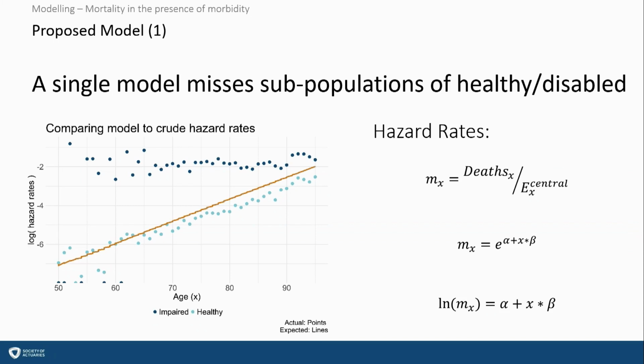Just the form of the model: we're saying that the log of the crude mortality rates is a linear function in age, with an offset and a gradient for age. We fitted a single model here to the total population, so whether you're healthy or impaired, a single line. That orange line would pass quite nicely through the middle of the orange cloud, but it completely misses the impaired mortality. So from that aspect, it's a poor fitting model. And in terms of the healthy lives, certainly in the older ages, we can see it's overestimating the mortality.